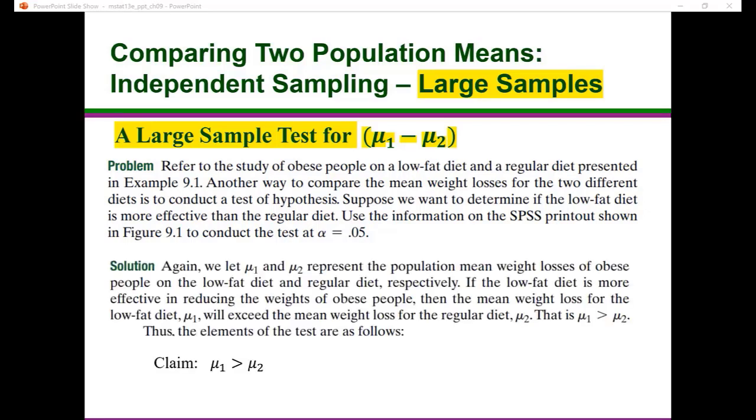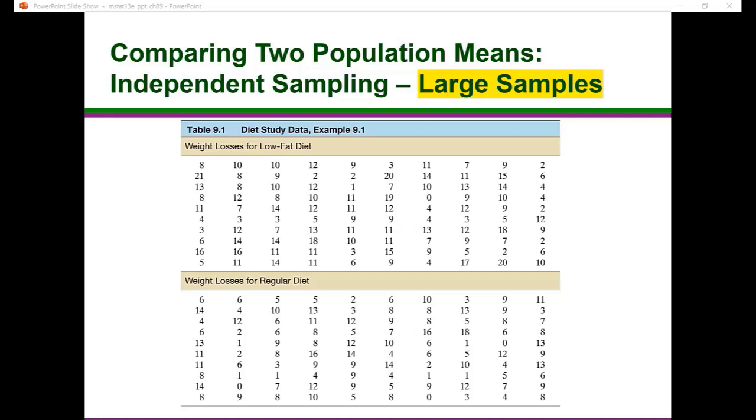Our claim is that the low-fat diet is more effective than the regular diet. That implies that the mean weight loss of the low-fat diet is bigger. People lost more weight on this diet than on this other diet. This is our data. This is our evidence.